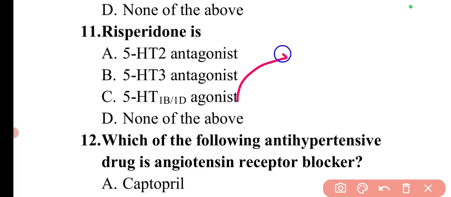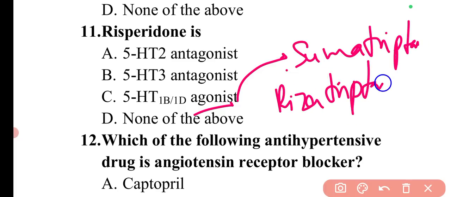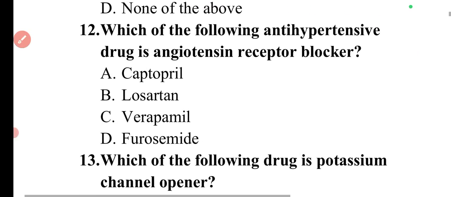Then if I talk about 5-HT1B or 1D agonist, so this is the agonist. So under this class there can be several drugs, for example sumatriptan, there can be rizatriptan. So these are the different drugs that come under the 5-HT1B or 1D agonist category.